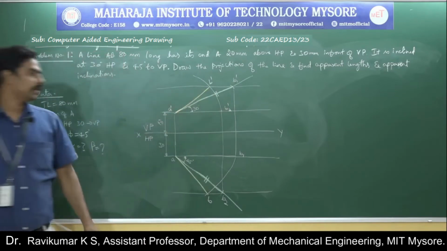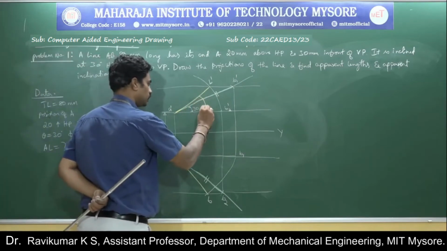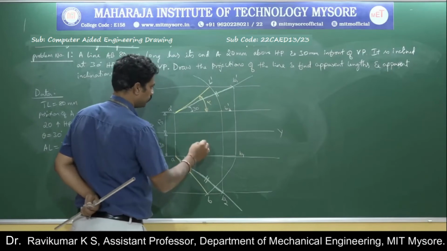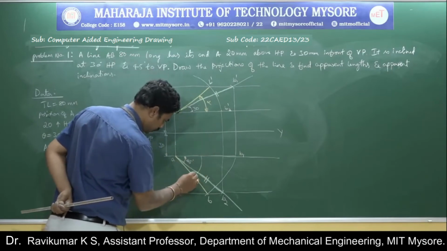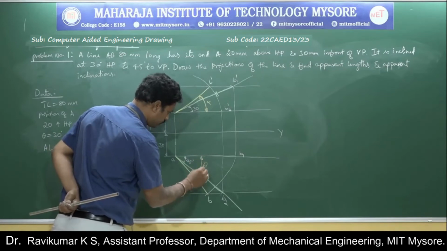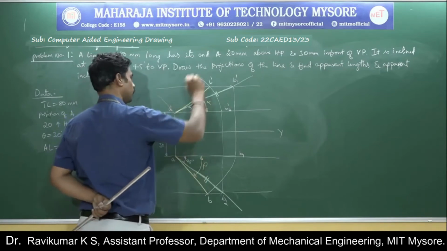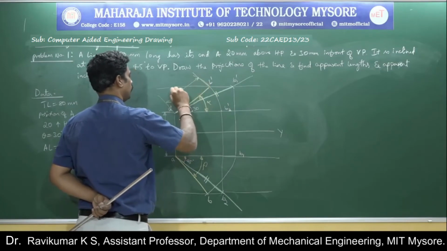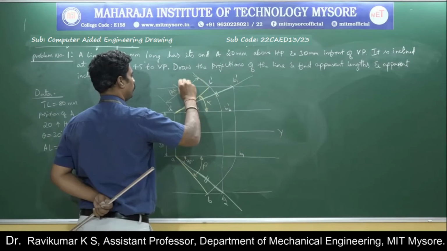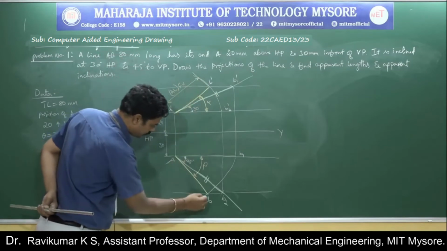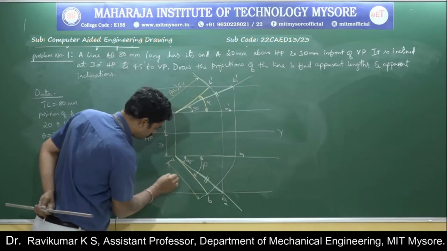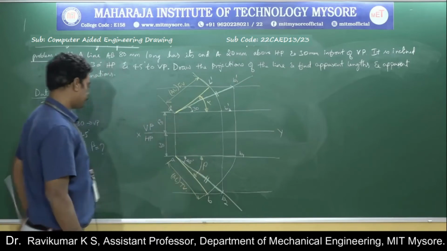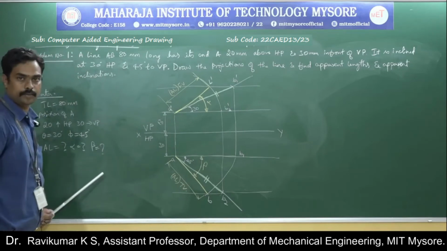Now I need to measure the inclination. This inclination you just measure. This gives you alpha, and the inclination from here to here gives you beta. Then the apparent length in the front view, and this will be the apparent length in the top view. That is what you need to measure, and you need to write it here.